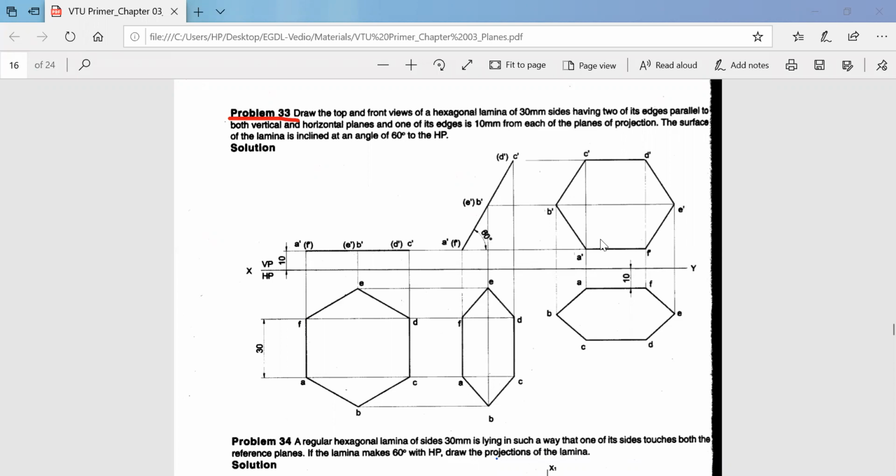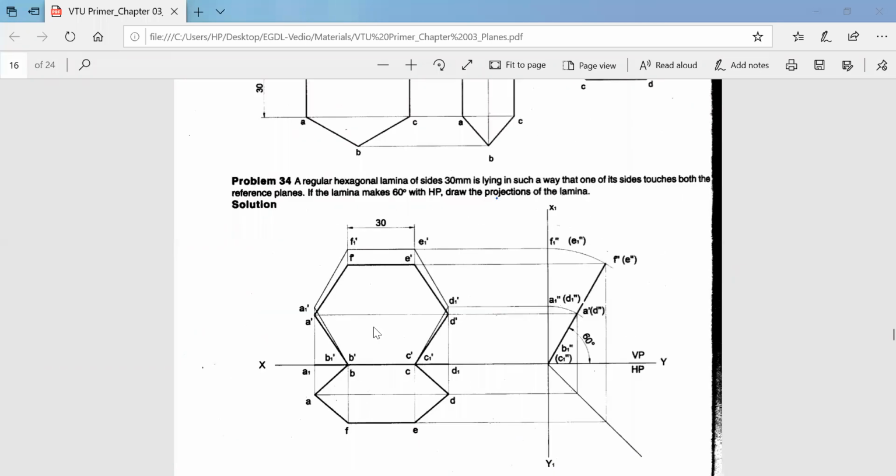This is the regular process which we follow. But in this case, they have just given the information that one of the sides lies in VP as well as HP, and the lamina is inclined at 60 degrees to HP. So they have given the information about the side view and the position, how it looks. Based on that, you should plan how to construct the given problem. Since they have told it is a regular hexagonal lamina, first you construct a regular hexagonal lamina, and you are sure that it lies in both planes, because one side touches both the vertical plane and the horizontal plane. Since the side view is given, we usually start with the front view. So you will construct it such that one side is on the XY line.